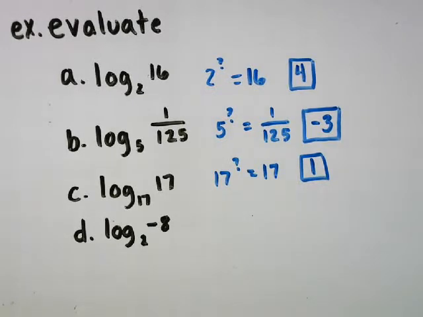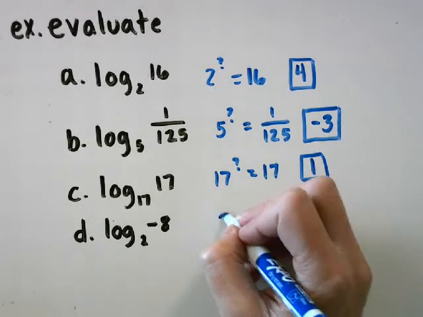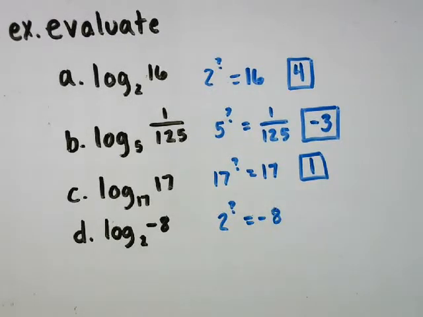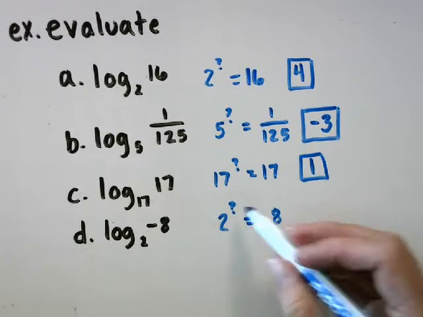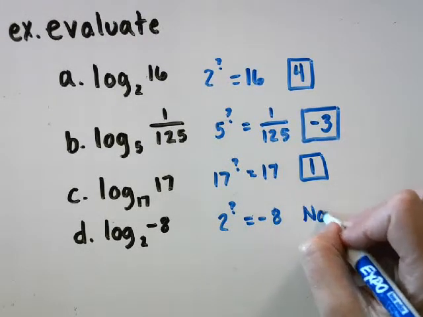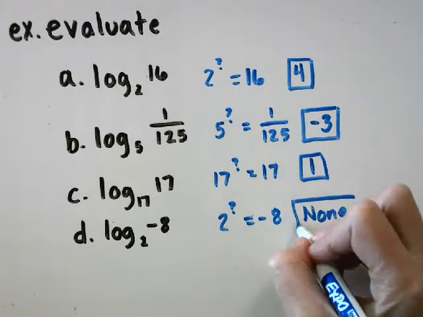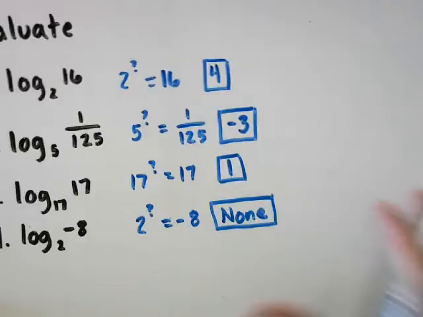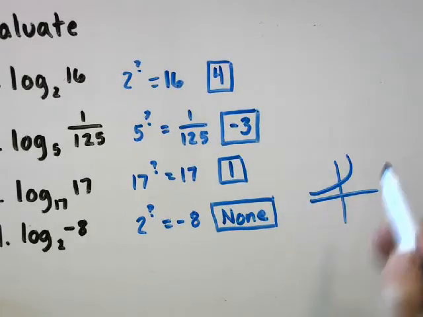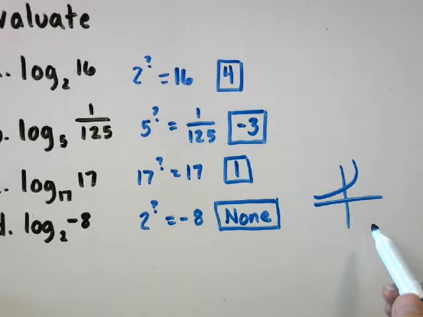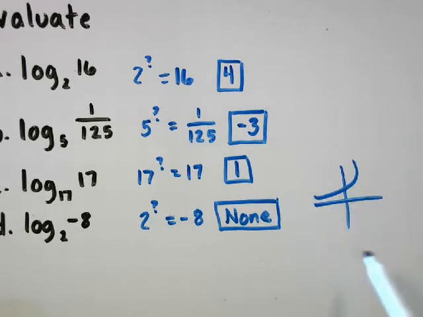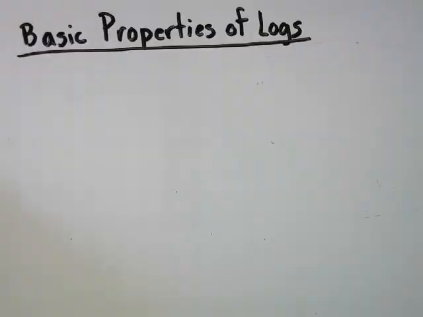And finally, log base 2 of negative 8. So 2 to what power would give me negative 8? There is no value that we can raise 2 by to get a negative 8. So there's no answer here. We cannot take logs of negative values. And if you picture the graph of 2 to the x, there is no negative. So there is no power that we could raise 2 by that would give me a negative value.